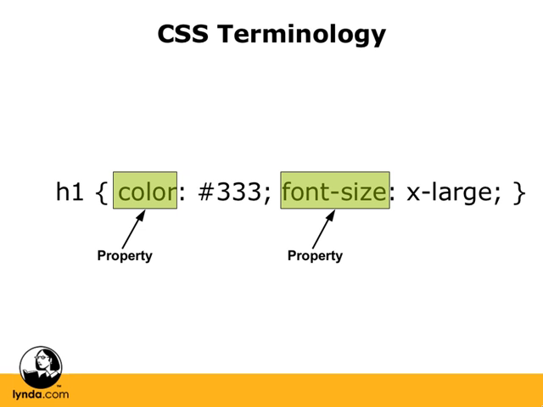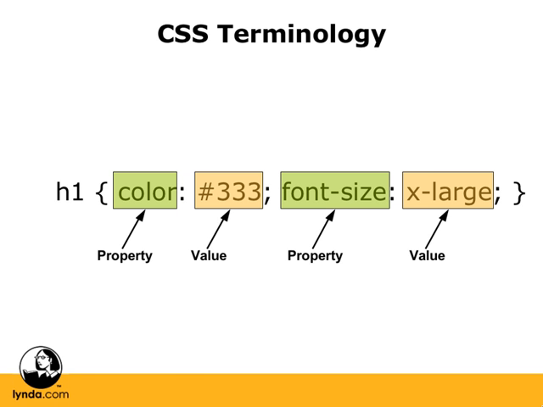The important thing to keep in mind right now is that anytime you have a property, it's always followed by a value, and the property and the value are always separated by a colon. So you see here we have color colon and font size colon, and after each of those we find the values. In the case of color, that would be octothorpe 333, which is a short hexadecimal color notation. We'll talk about that in a later chapter. And for font size, the value is x-large, which is short for extra large. These are just two of the many, many possible values.